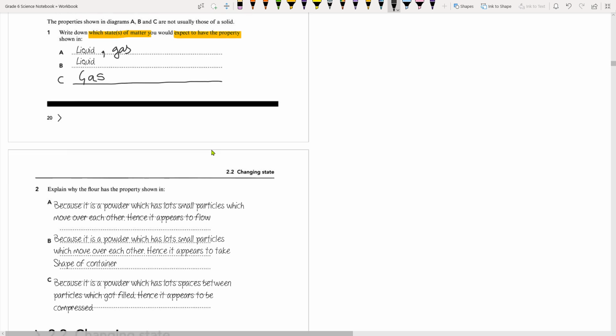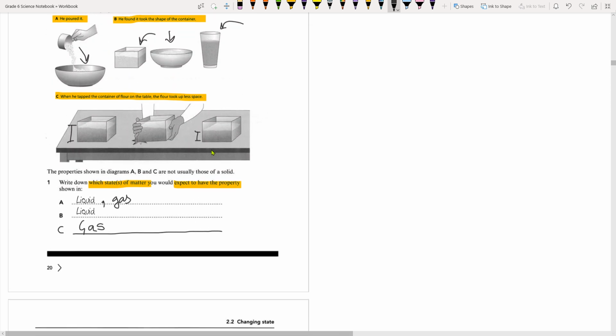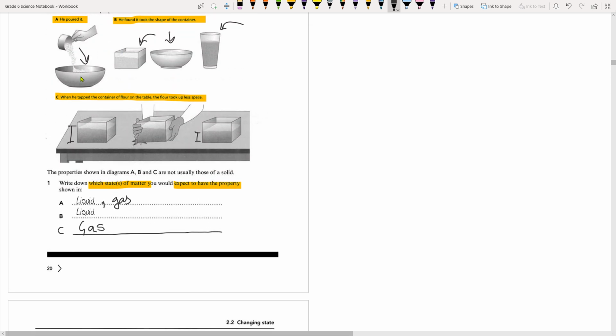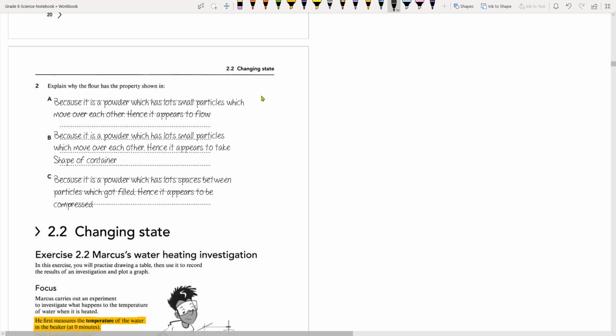Explain why flour has the property shown in A. Because it is a powder, it has small particles. These small particles can move over each other, so it appears to flow like a liquid. Now for B, they're taking the shape because these are particles which can freely move. These are solid particles in powdered form, so they can move around, so they can also appear to take the shape of the container. Same with the third, because when you convert a solid into powder, there are huge spaces between the particles, and hence they can be compressed. Now these are the three answers.